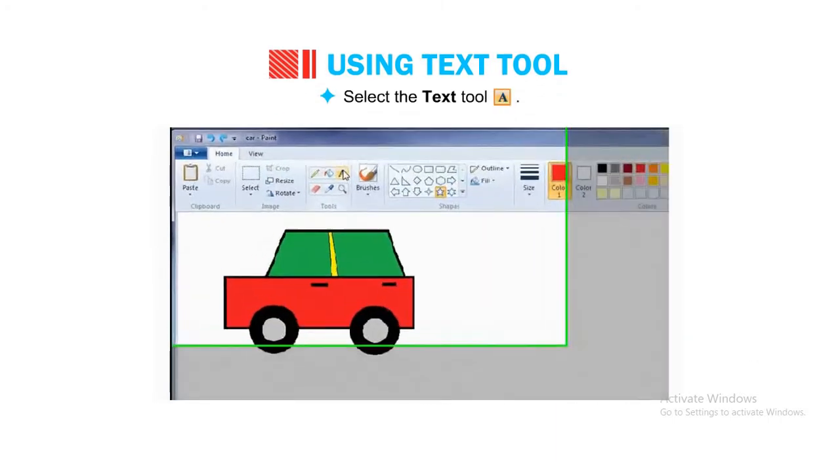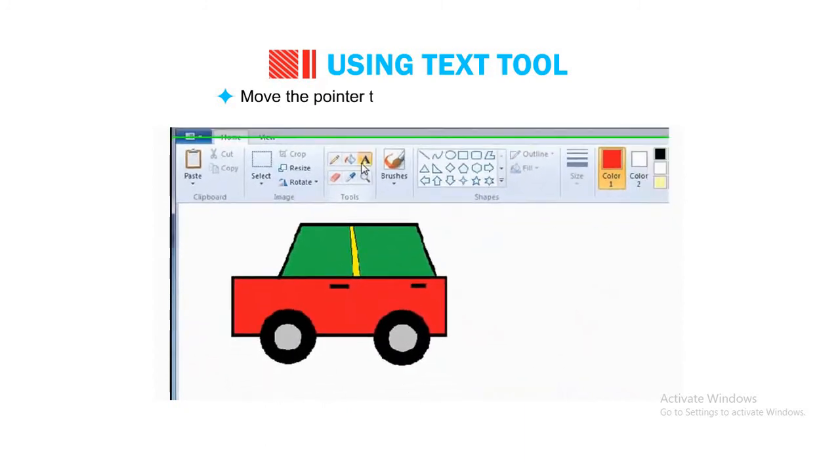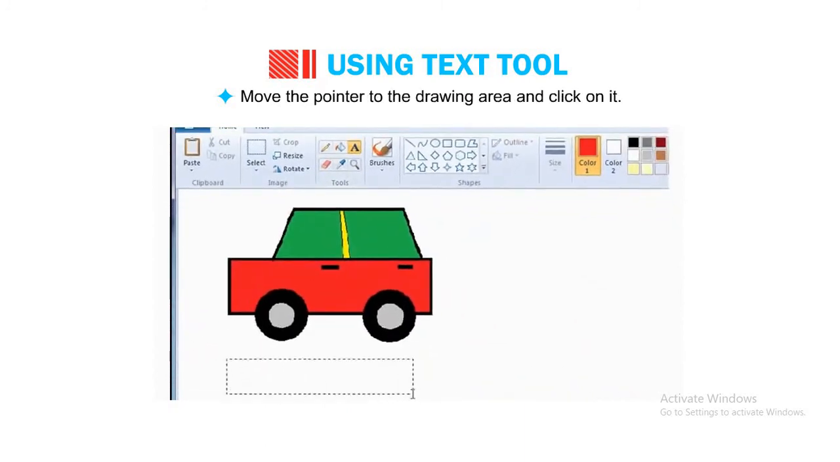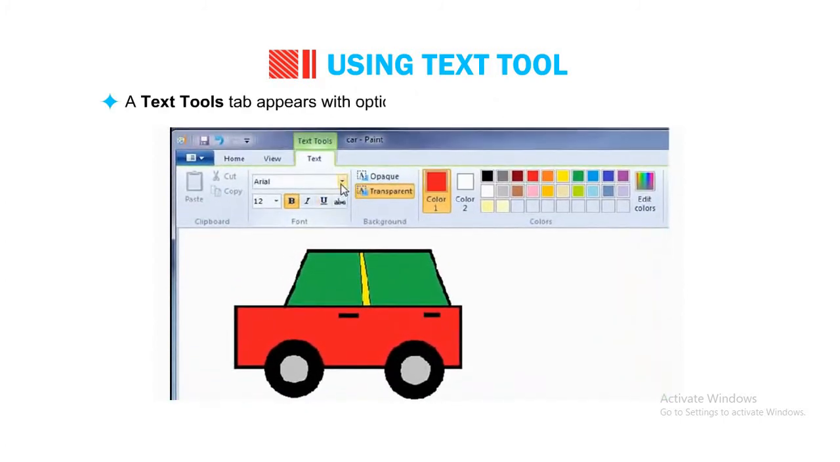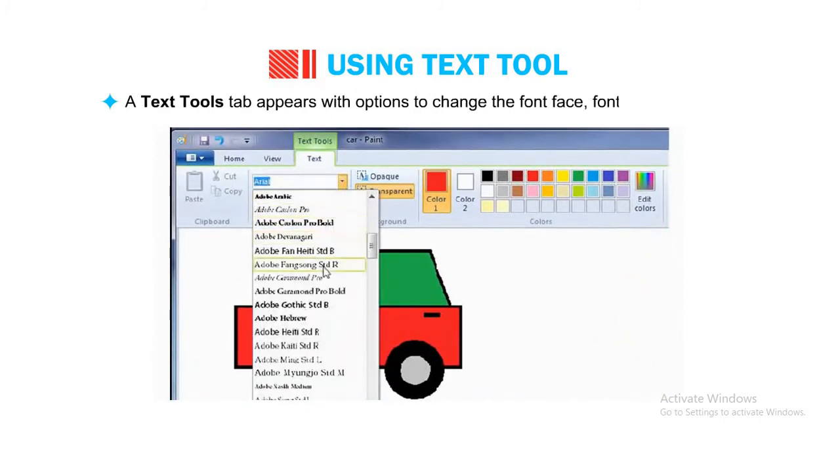Alright, now let's learn how to use the Text tool. Select the Text tool. Move the pointer to the drawing area and click on it. A rectangle appears with a cursor inside it. Type the text in it as shown in the figure. A Text Tools tab appears with options to change the font face, font style and size.